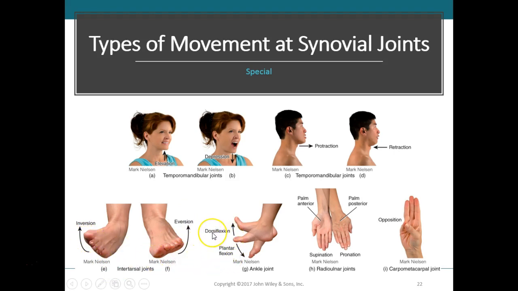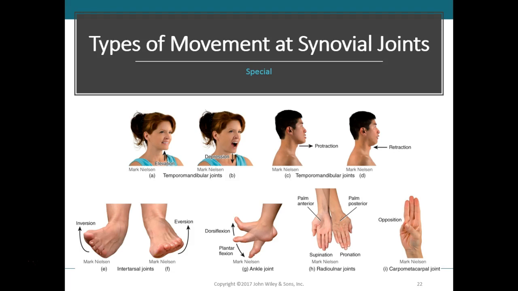Okay, dorsi means toward the back, so dorsiflexion is bending the foot at the angle in the direction of the back, so toward the superior surface. Plantar flexion is movement of that ankle joint toward the sole of the foot. So plantar, down toward the ground, I guess you could say. Dorsiflexion, back toward the back.